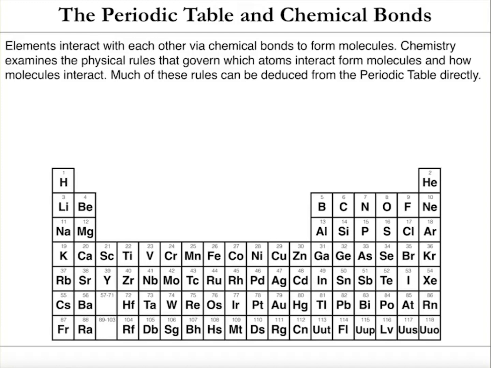So much of these rules on how these atoms and these molecules behave and how they form chemical bonds with each other can be deduced from the periodic table directly.